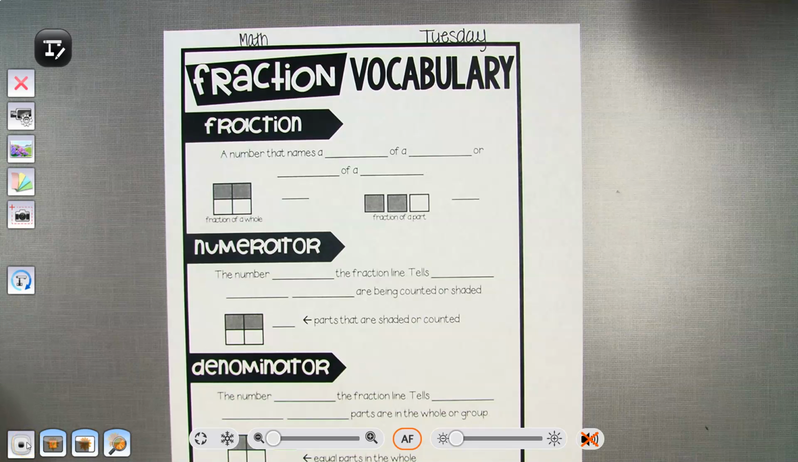Hey guys, so we're going to be starting with fractions today. Before we go into fractions, we did fractions last year. The only thing this year is we're going to be writing fractions a little bit different, but as far as knowing how many parts are shaded and how many parts are in a whole, we worked on that last year. So before we jump into our lesson, let's go over some fraction vocabulary.